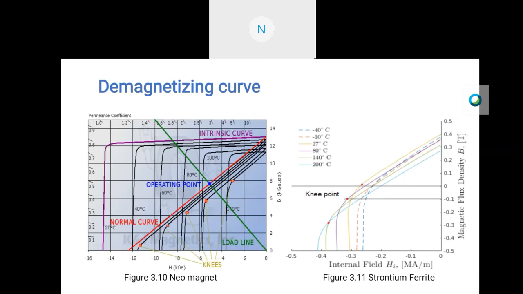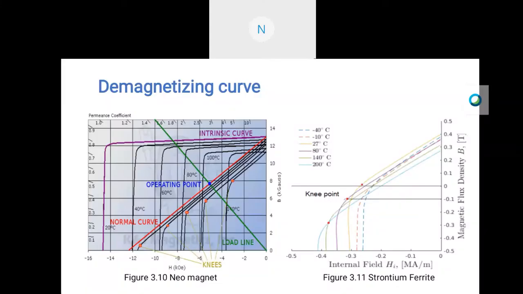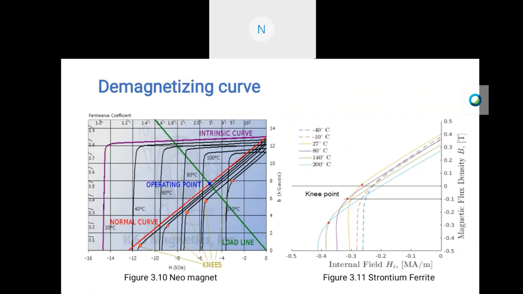But in the case of neodymium magnets, you can see when the temperature is increasing, the knee point is also rising. So what happened? The speed range it can attain is reduced. So its performance is also reduced, and its torque and its flux value decrease rapidly. So this is a problem with the rare earth magnet.